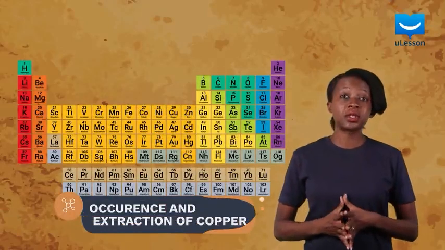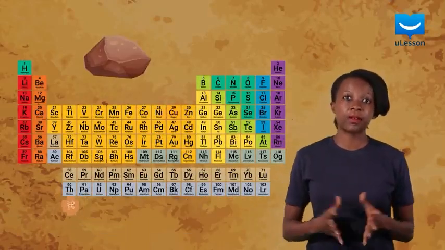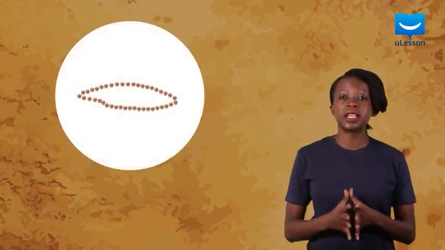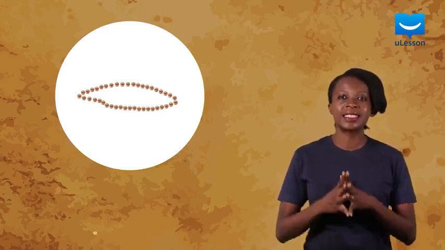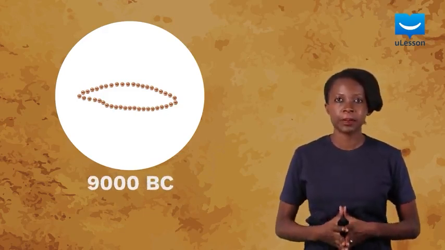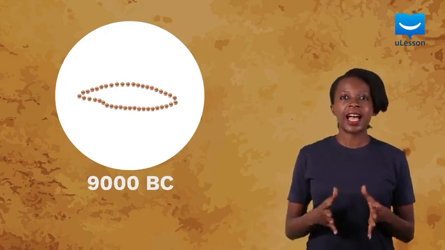Based on archaeological evidence, copper is one of the earliest known metals. For example, a bead made of copper was discovered in the northern part of Iraq, and this copper bead was found to have existed as far back as 9000 BC. In this lesson, we will discuss the occurrence of copper and its method of extraction.